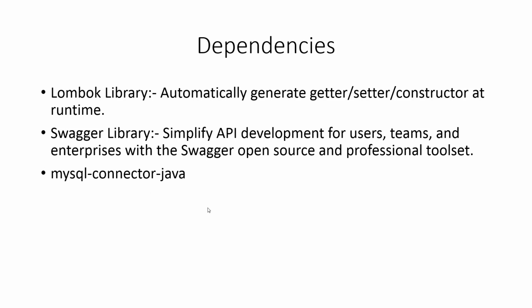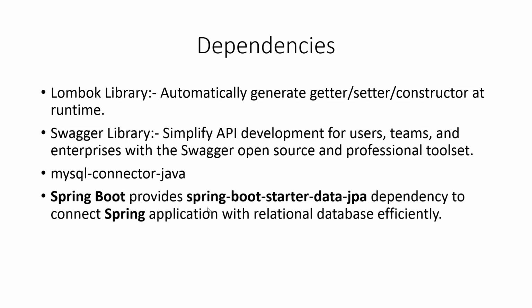API documentation. So the next thing is the MySQL connector, and the main function of this is to connect our MySQL database to our Spring Boot application. That is the main function of this dependency. The next one is JPA, and the main function of that is to connect our Spring application with our relational database efficiently.